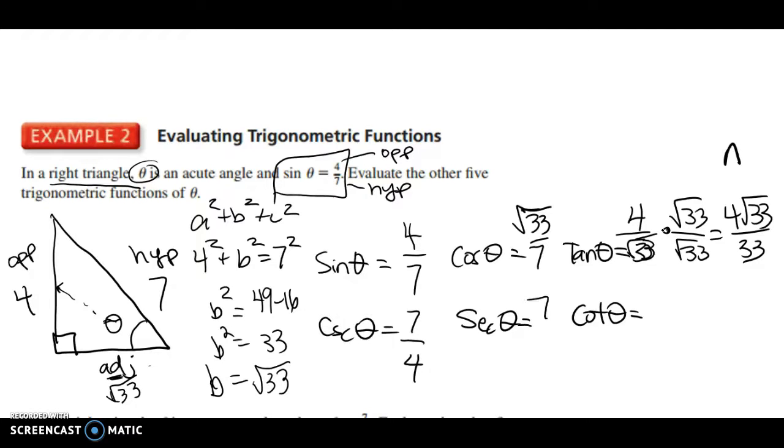Secant is hypotenuse over adjacent. We have a radical in the denominator again. Multiply by that radical top and bottom, and we'll get a final answer of 7 radical 33 over a regular 33. Cotangent is adjacent over opposite. We'll try the monitoring progress in class.